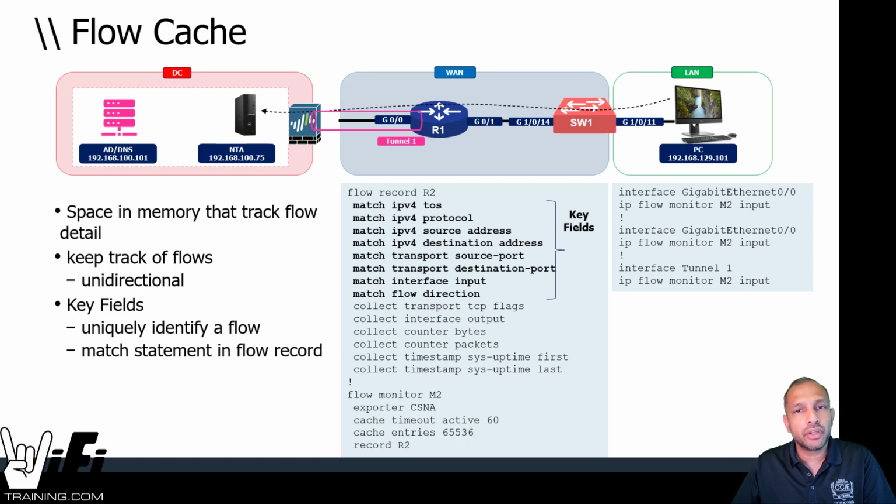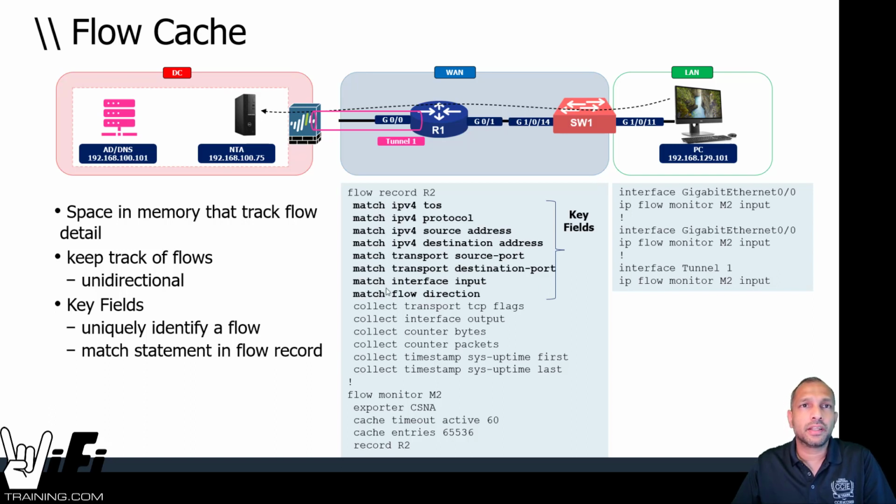So what are the key fields? In this example, I have given you a flow record showing what information is being collected. You can see certain information we highlighted as key information. Those are the match keywords: IP ToS byte, the type of service value, protocol, source and destination IP, source and destination port, input interface, and the flow direction. So in this example, there are 8 fields. These are categorized as the key fields.